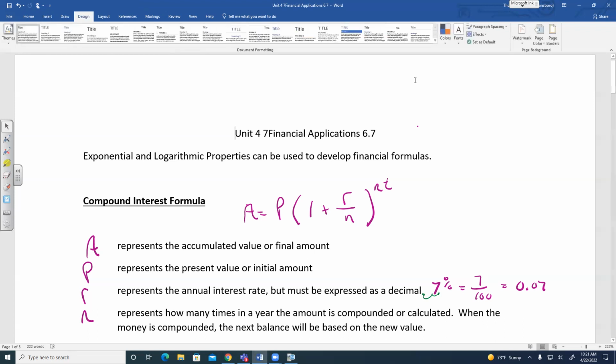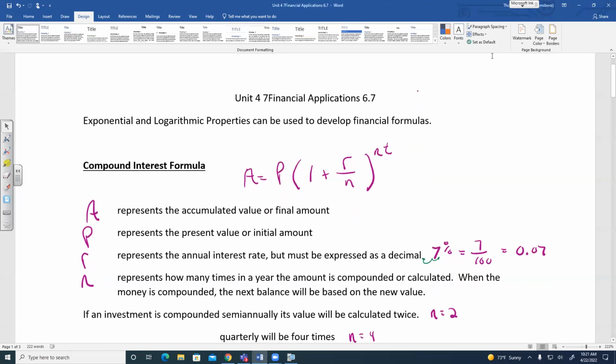The N is going to be how many times in a year the amount is compounded or calculated. So when the money is compounded, the next balance will be based on this new value. There's what's called simple interest, and there's what's called compound interest. Compounding interest helps the money grow a little bit more than simple interest. So in the financial world, if you're compounding an investment, it's going to grow much quicker the more times it's compounded.